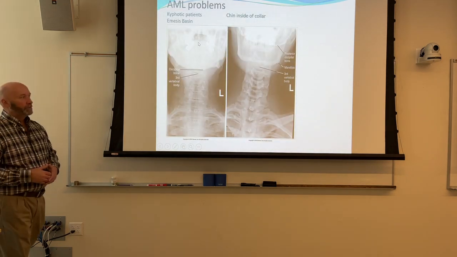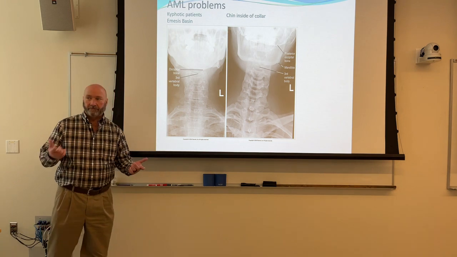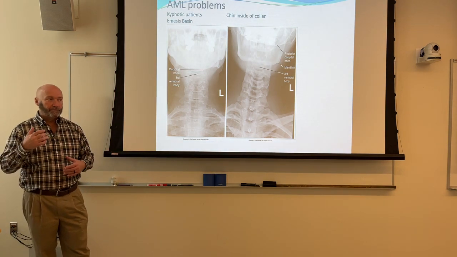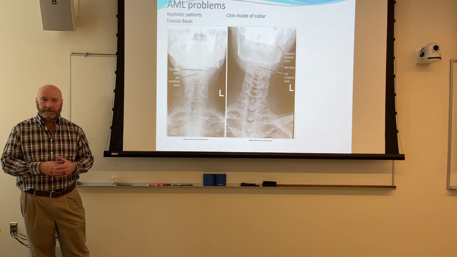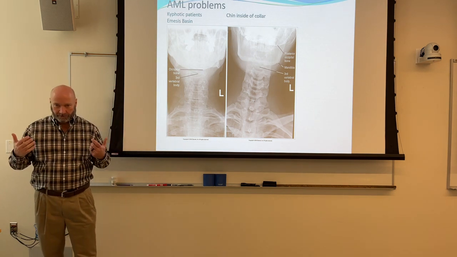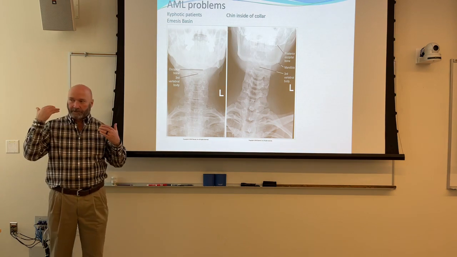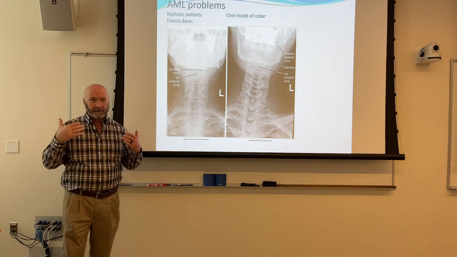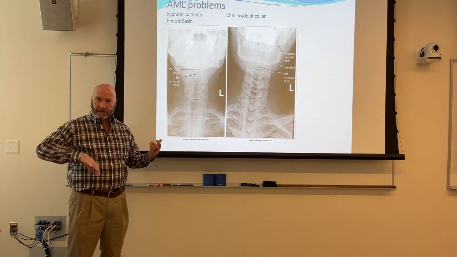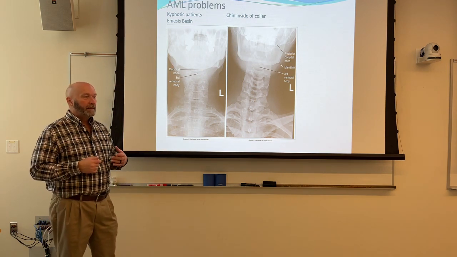So sometimes too, you'll have a patient who is kyphotic or just barrel-chested, and you're trying to shoot a good AP with the patient on the table. And you try to get the patient to tuck their chin down far enough to put the AML perpendicular to the table, and they just can't get there. And that's because of that big barrel chest or the kyphosis in the back.